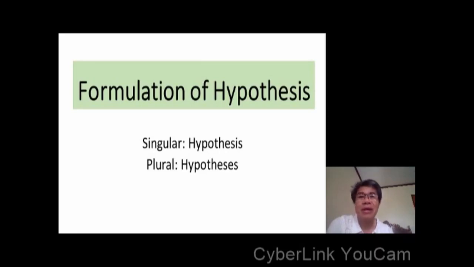Hypothesis could be either singular, or if you are dealing with more than one hypothesis, it should be written this way. It ends in ES for plural and IS for singular.